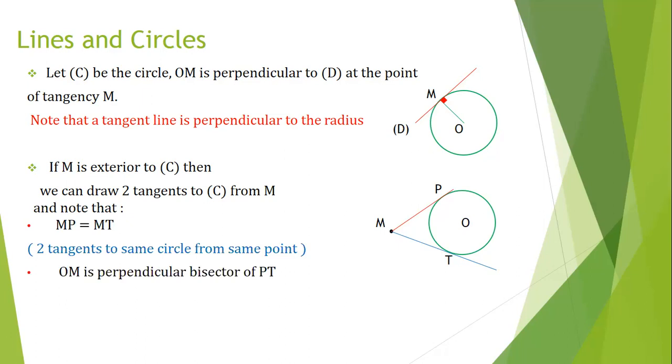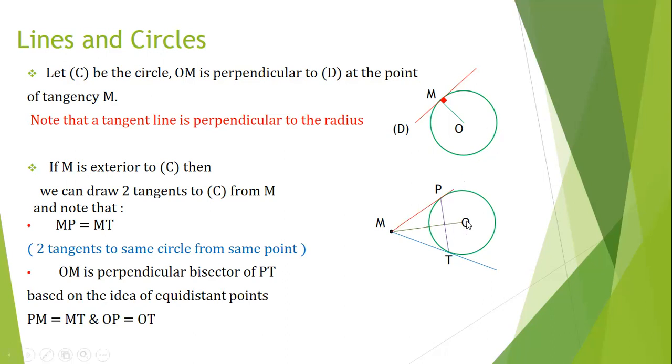Now, OM is the perpendicular bisector of PT. What does that mean? It means that OM, we will see it here in the figure, OM bisects PT at its midpoint. I will show you with my cursor. This is OM. It bisects PT at its midpoint in the center of PT.